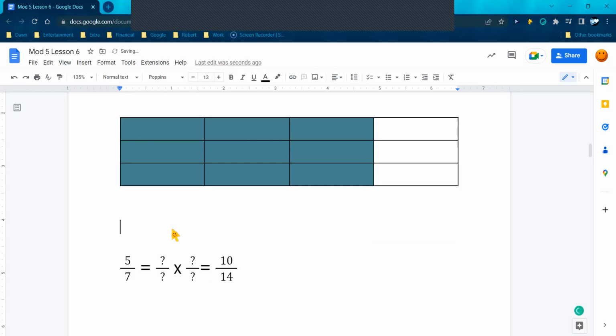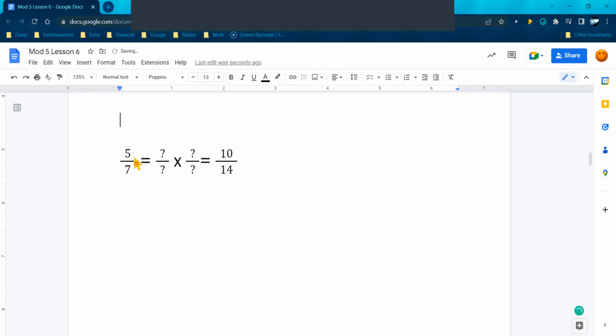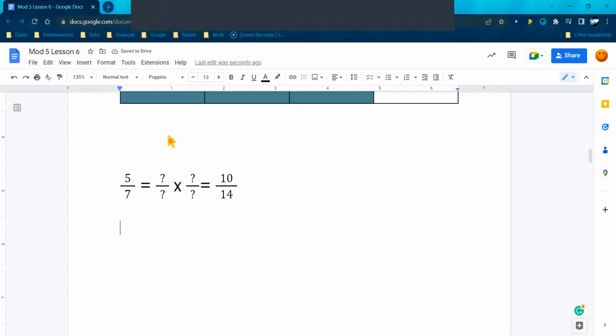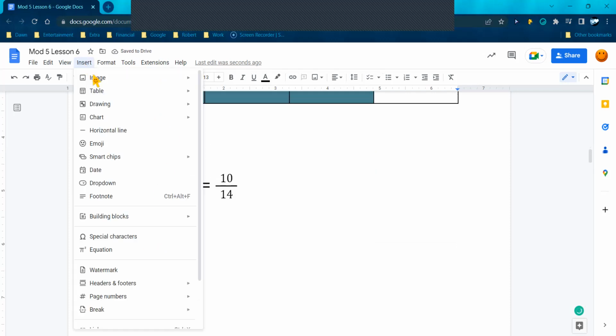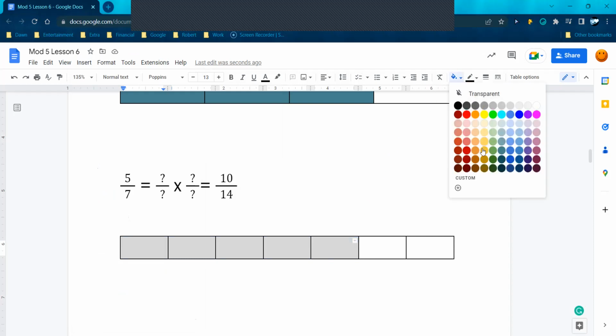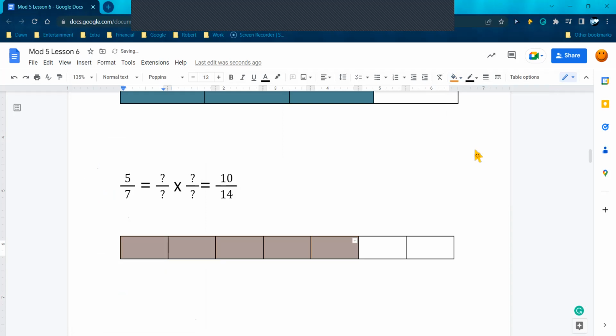I'm going to bring this one up. Here we have 5/7, you guys, and 10/14. So right here, I'm going to insert, and I need to go to the table, and I need 7. 1, 2, 3, 4, 5, 6, 7. Okay, and I'm going to shade in 5 of them. And remember, it doesn't matter what color you use, just that you use a color. I'm going to go with orange this time.